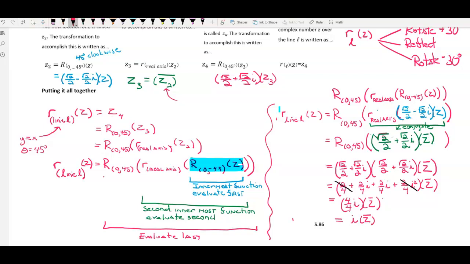So this is how you reflect something. What this does right here reflects the complex number z over the line y equals x.